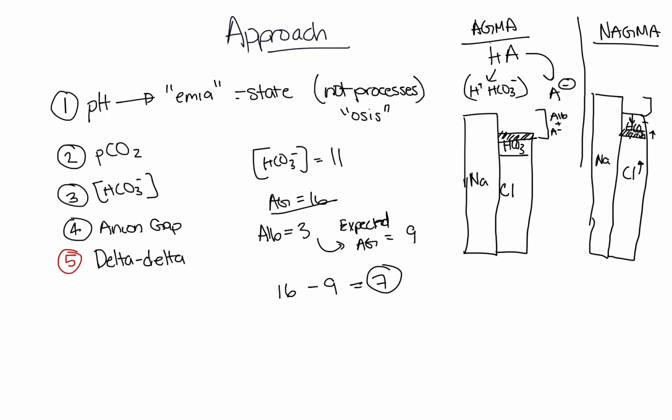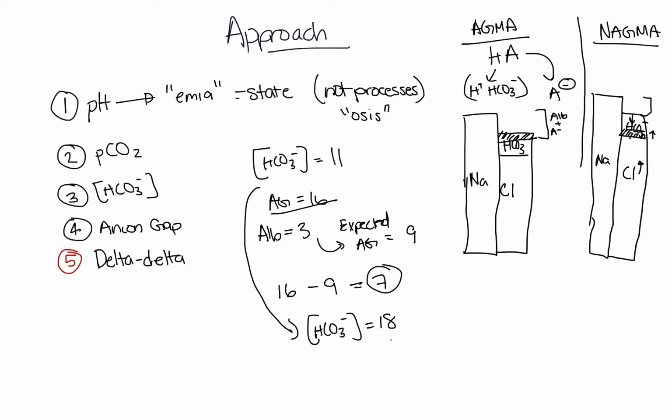Now, as we look at an AGMA, the negatively charged molecule takes over for bicarbonate 1-to-1. Okay, so let's pretend these negatively charged molecules weren't in the blood. What we would do is remove these negatively charged molecules from the blood and replace them back with bicarbonate. So if, for example, this lactate or ketone or whatever it was not in the blood, and we remove these 7 additional molecules, well, bicarbonate would go up by 7. So the new expected bicarbonate concentration would be 18.